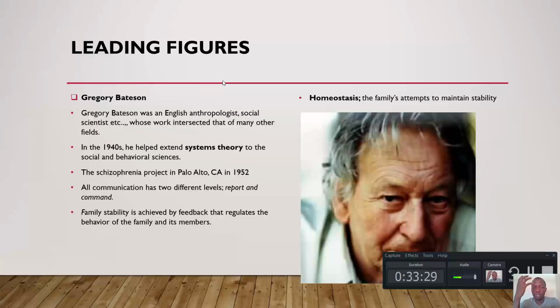And so this whole idea of systems, a car being a system and machines being systems, self-regulating systems. He extended that theory to the social and behavioral sciences, which is why marriage and family therapy took it on. But the key, the ground-breaking moment for him, was the grant he got to do the schizophrenia project in Palo Alto, California, in 1952. If you're from California, marriage and family therapy actually started from there. A lot of it started from there.